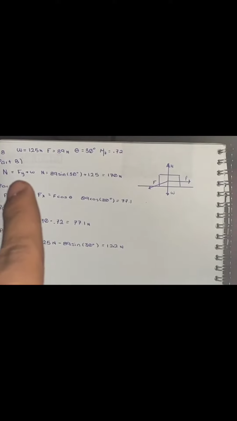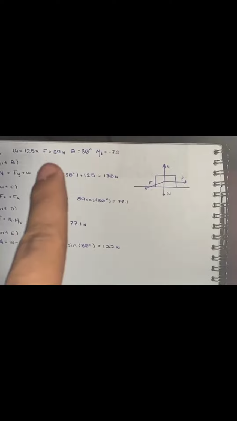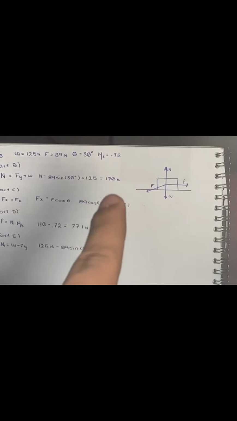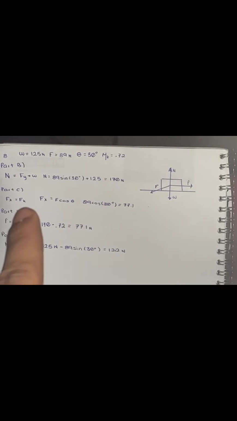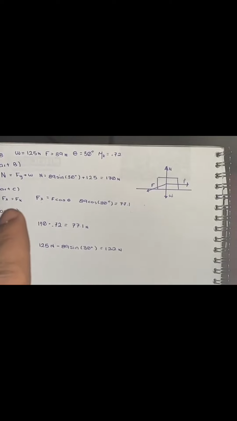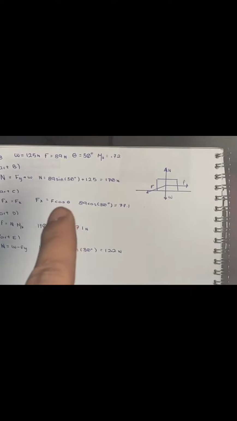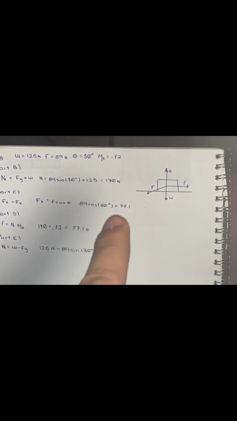The normal force is F in Y plus the weight. F in Y is the force times the sine of the angle plus the weight, that is 170 newtons. From part C, we need to get the friction force, that is equal to the F in X. F in X is the F with the cosine of the angle, and it equals 77.1.